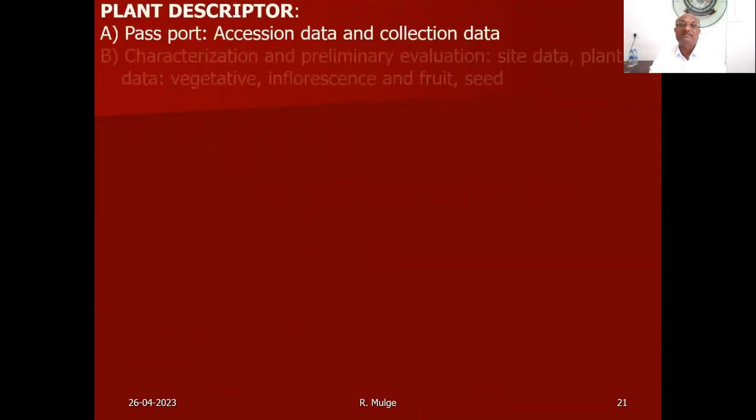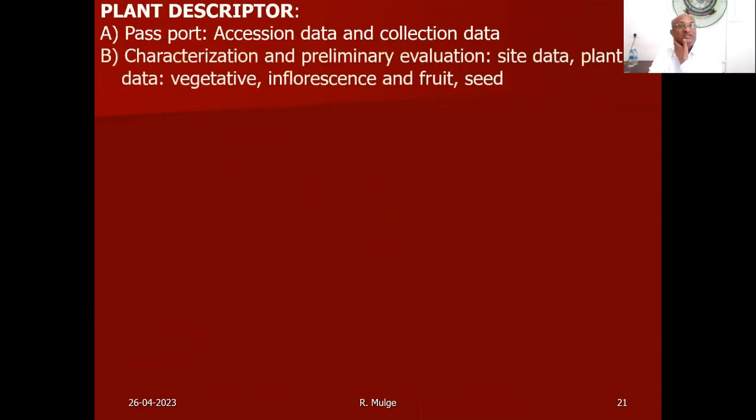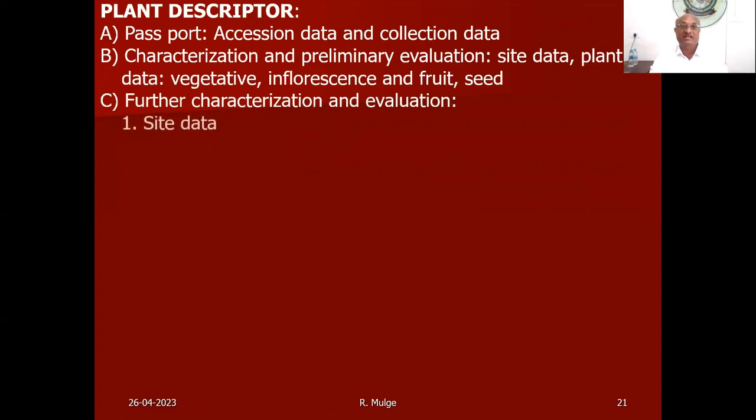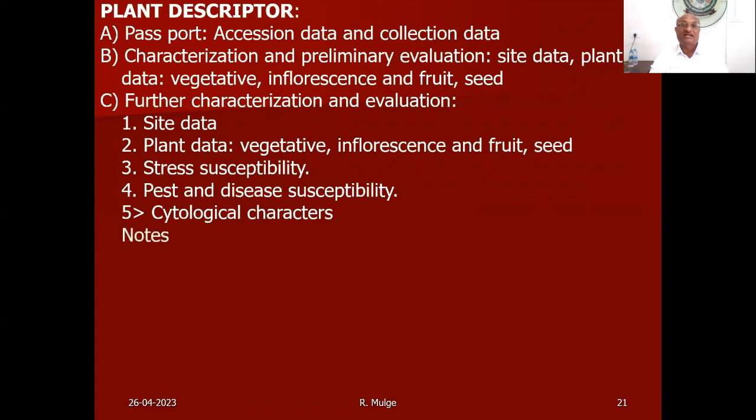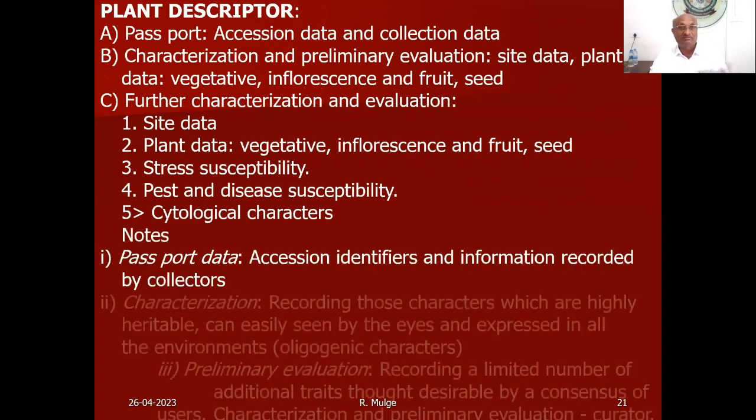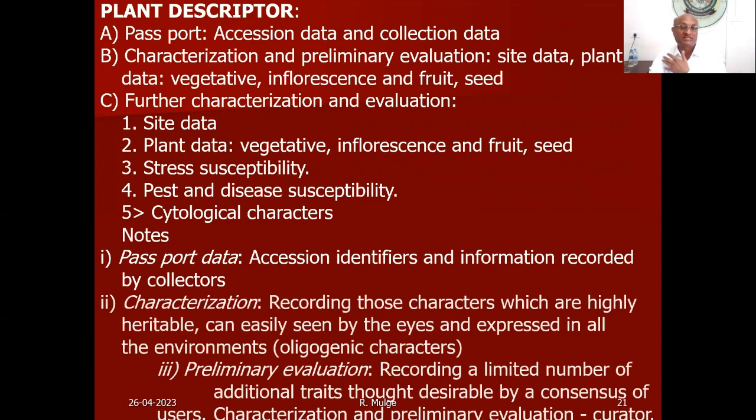So plant descriptors, if you look at, they have the passport, extension data, and collection data, and then the characterization, preliminary evaluation, site data, plant data: vegetative, inflorescence, fruit, seed. Further characters and evaluations: again you have to have the site data where you are evaluating, plant data, vegetative, fruit, seed, all those parameters, stress susceptibility, pest and disease susceptibility, cytological characters, anything. So now we should see the plant descriptors available for a few of the crops with us.